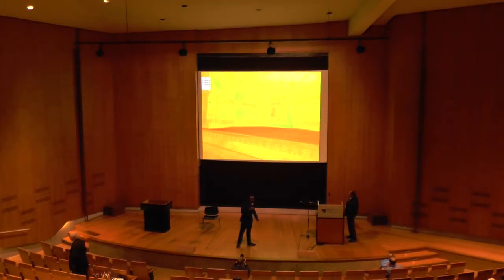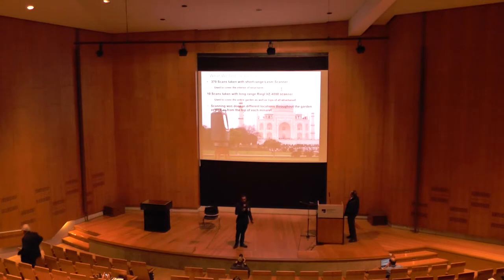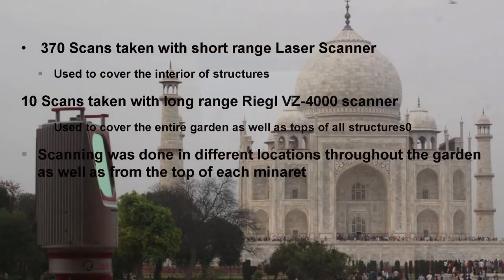As I've told, the scanners which we have used: one was Leica SDS-6000, one was Leica C10, one was Leica P20. And for long range activities, we had used a Riegl VZ-4000. For short range activities, we got a fair amount of data where we had to capture some very intricate details, as the Taj is covered with very precious stones and details altogether. The second thing was that the Taj is a very gigantic structure, so we have to calculate all the ranges.